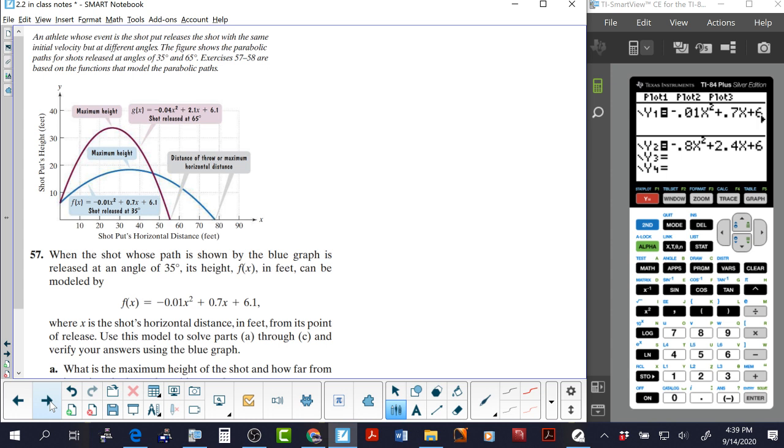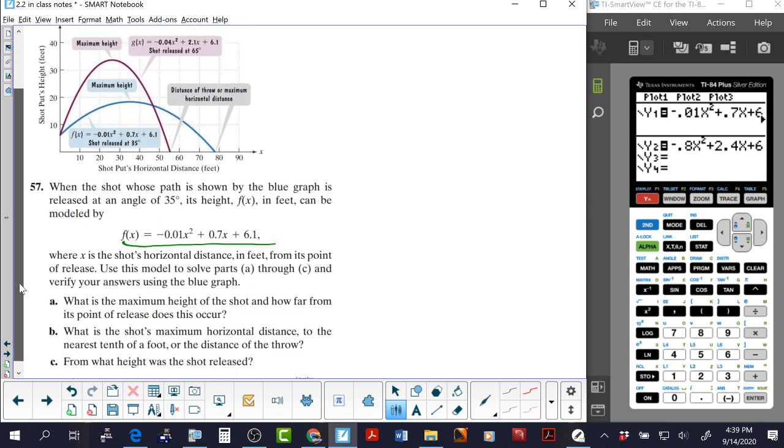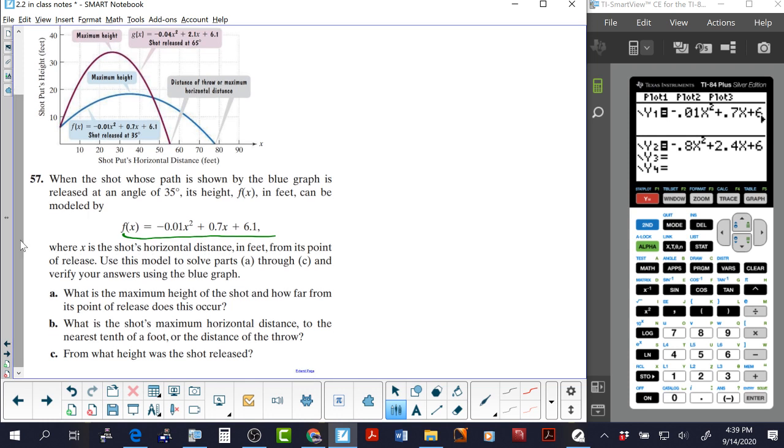An athlete whose event is the shot put releases the shot with the same initial velocity but at different angles. The figure shows the parabolic paths for shots released at angles of 35 degrees and 65 degrees. Exercises 57 to 58 are based on the functions that model the parabolic paths. So 57, when the shot whose path is shown by the blue graph is released at an angle of 35 degrees, its height f of x in feet can be modeled by, so this is height after a certain distance, where x is the shot's horizontal distance in feet from its point of release. Use this model to solve parts A through C and verify your answer using the blue graph. What is the maximum height of the shot and how far from its point of release does this occur?